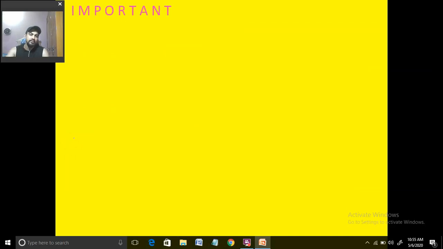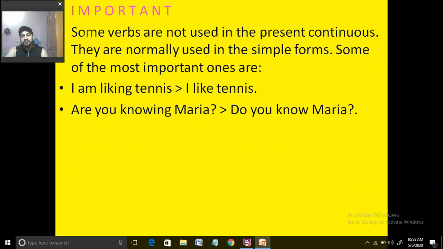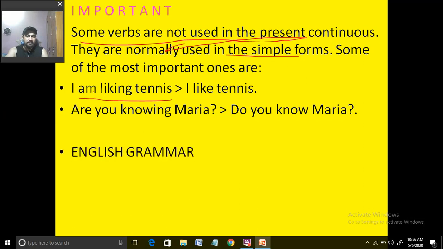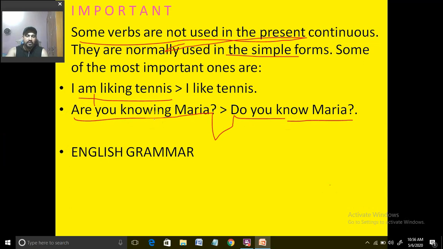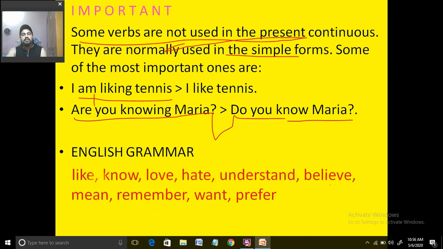some important things are there to be discussed. First is, some verbs are not used in the present continuous tense. What are those verbs which cannot be used? We cannot say, I am liking tennis. They are used in the present indefinite most of the time. Even the example is given: are you knowing Maria? We cannot say that. We can say, do you know Maria, but we cannot say, are you knowing Maria. It looks awkward.